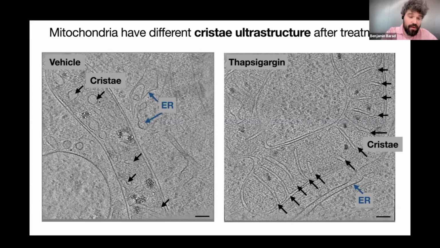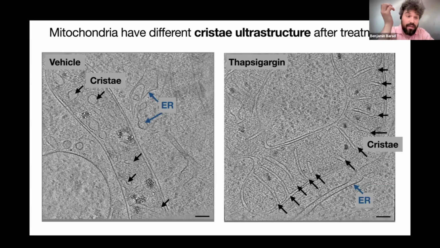So we call this a tubular cristae architecture. And this was the norm for what we had seen in these cells. But as soon as we treated with thapsigargin, this ER stress drug, the cristae instead formed these sheet-like patterns. So these are discs that are stacked up next to each other.